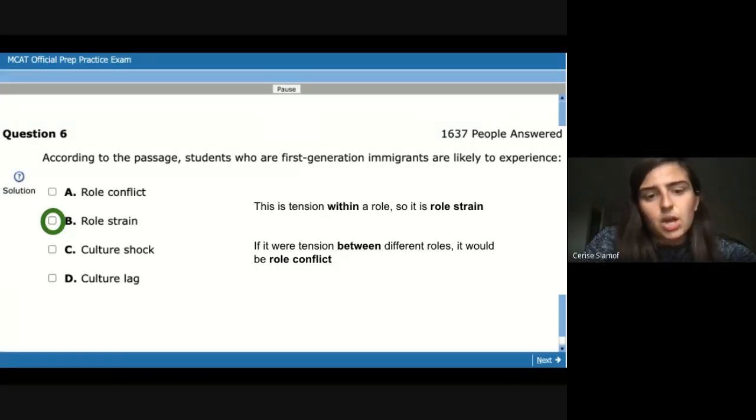So I think a classic example of... Yeah. Oh, somebody says they remember it as strain being single role, which is a good way to remember it. So yeah, we'll start with S's. A classic example of role conflict is a working mother, right, who experiences tension between her role as a mother and her role as a worker, for example. So if there's conflict or tension between those two roles, it's role conflict.